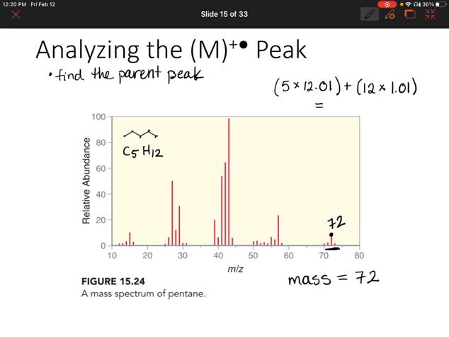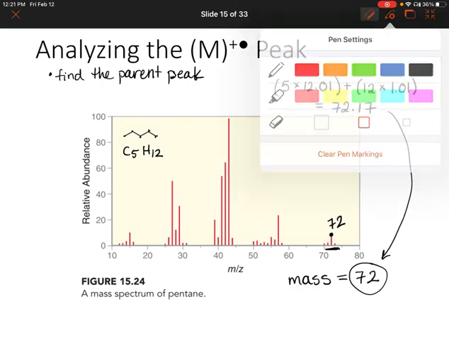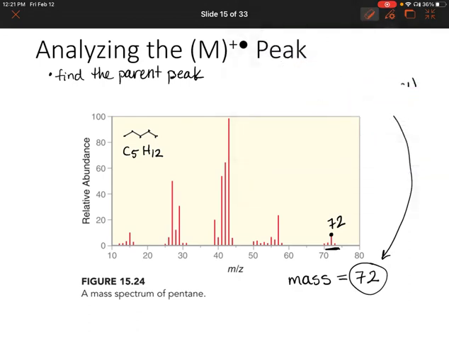Times 5 plus... Yeah, that gives me 72.17 as my mass for pentane. And so that is really close. Great. So if I didn't know what my molecule was, at least now I would know that its mass is 72. Okay.